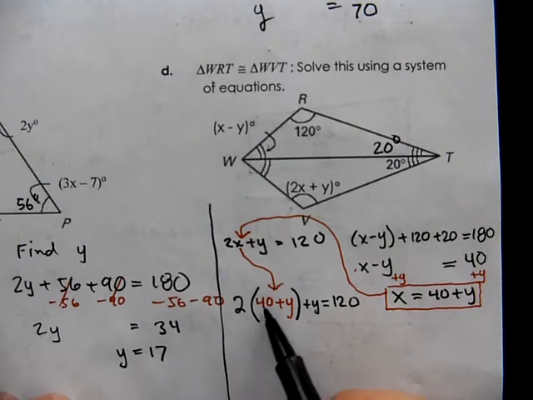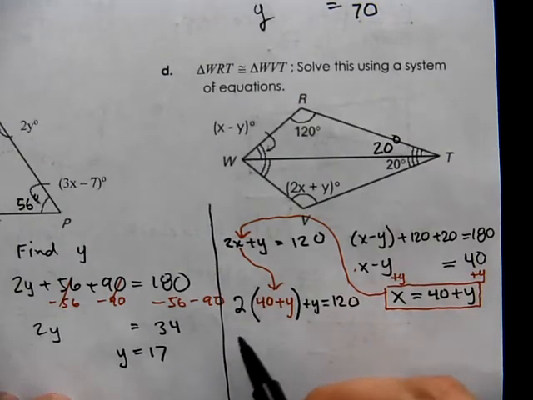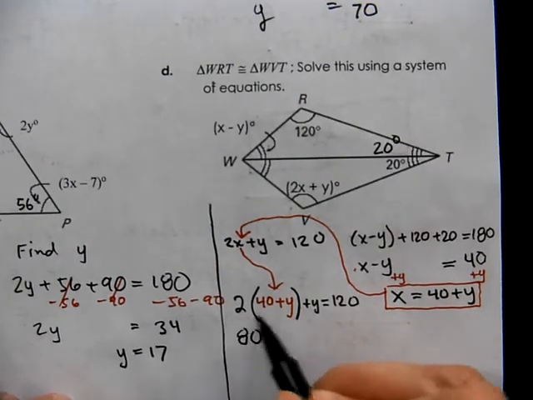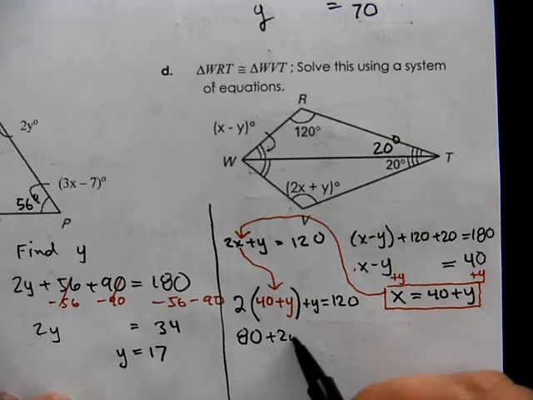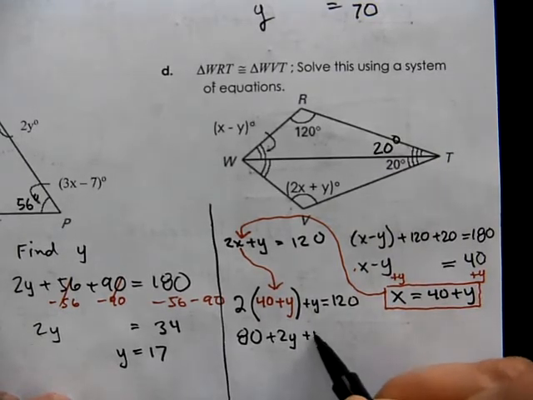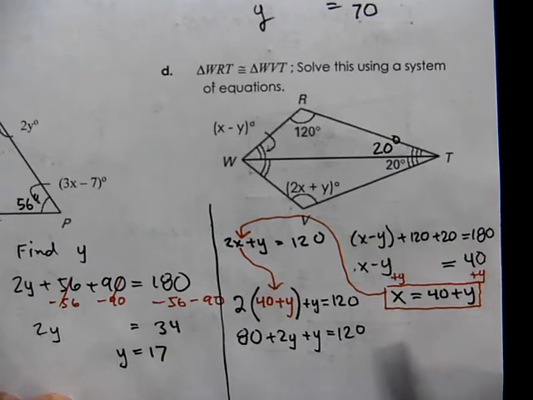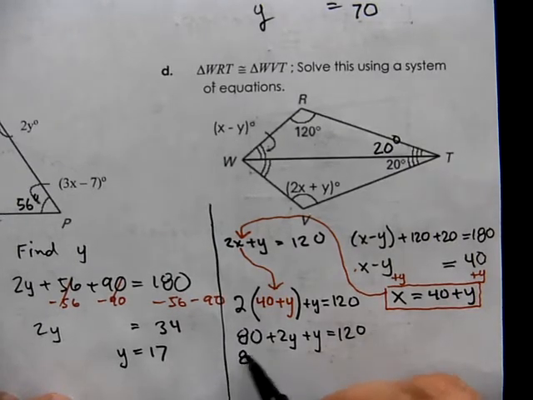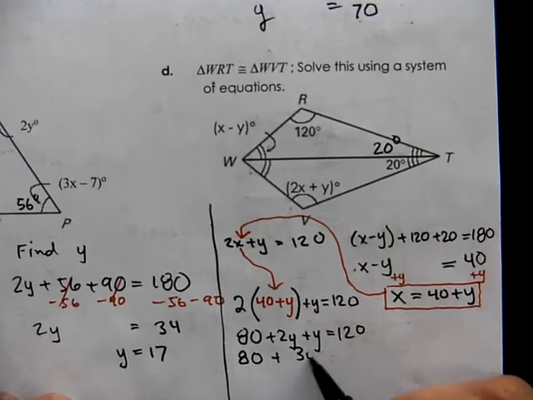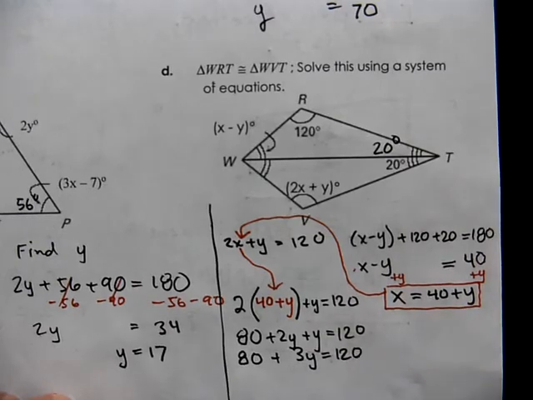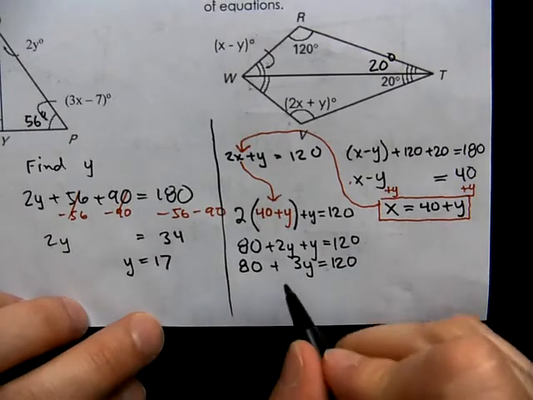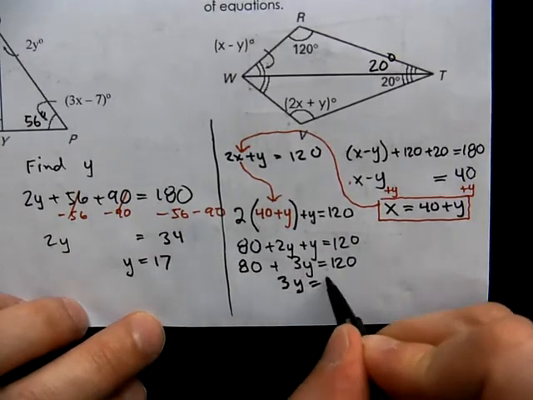So let's use our distributive property and multiply 2. So 2 times 40 gives us 80. 2 times y is 2y. And then we have a plus y and an equals 120. So that means I now have 3y. And I'm going to subtract 80 from both sides, and that will give me 3y equals 40.